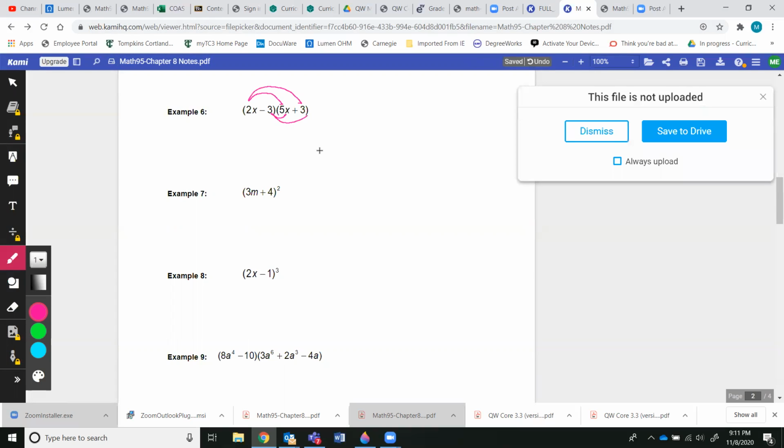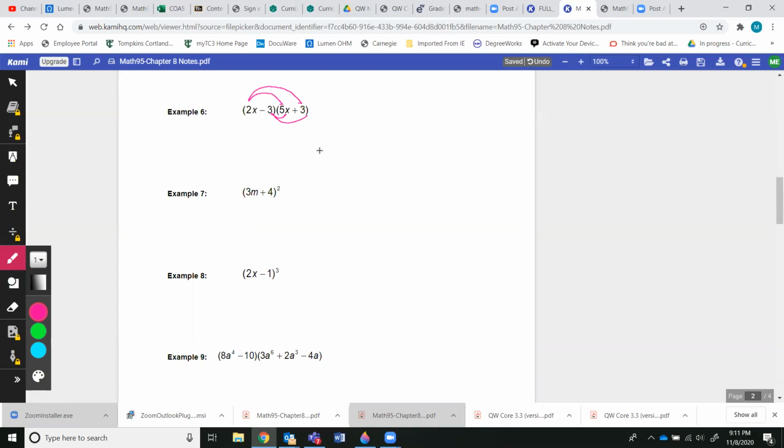So 2x times 5x is going to be 10x squared. 2x times 3 is 6x. Negative 3 times 5x is negative 15x. Negative 3 times 3 is negative 9. Then I do have two like terms here, so I can combine those and say 10x squared minus 9x minus 9.